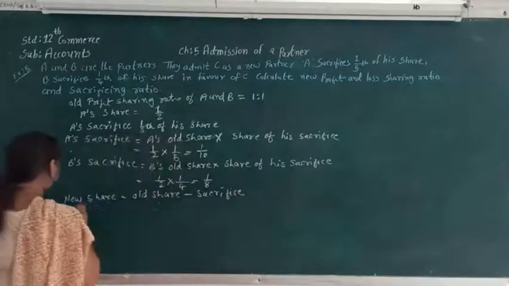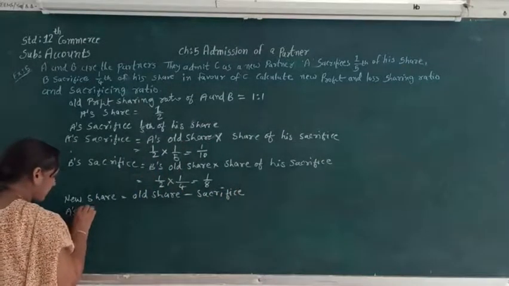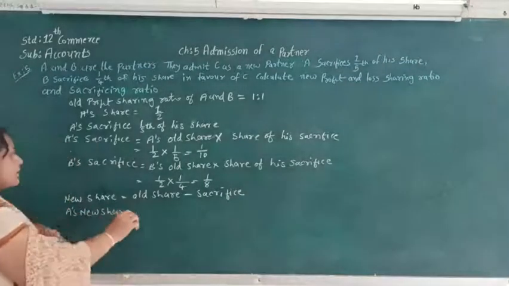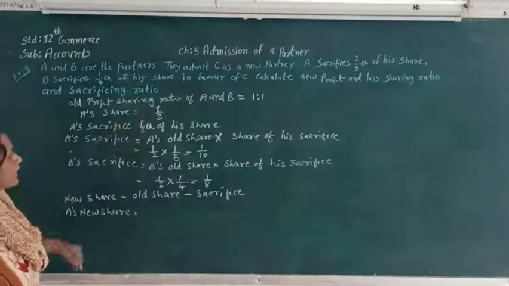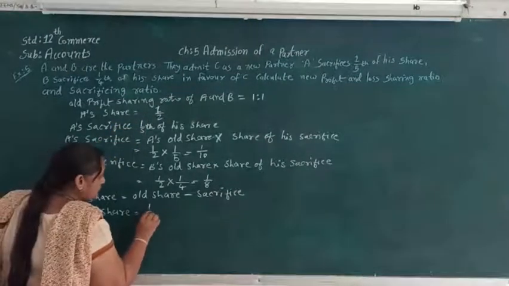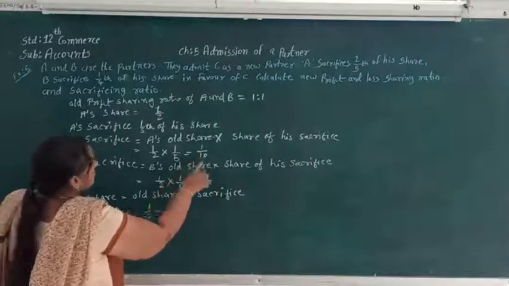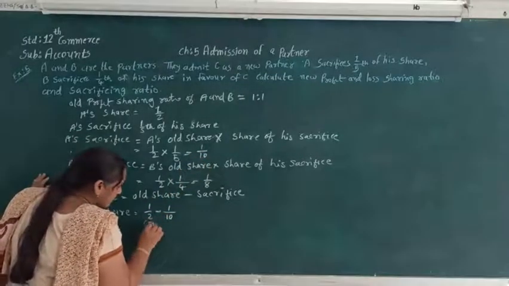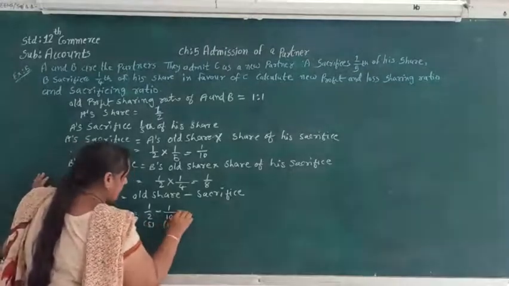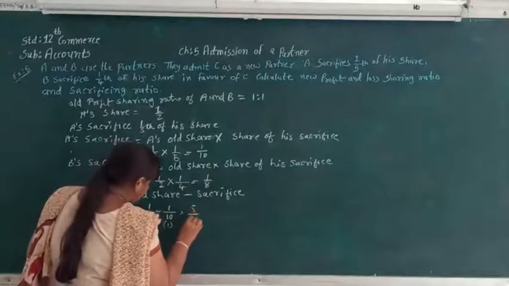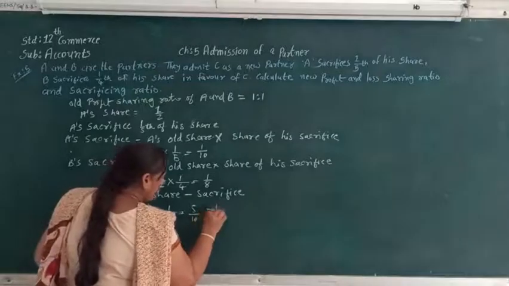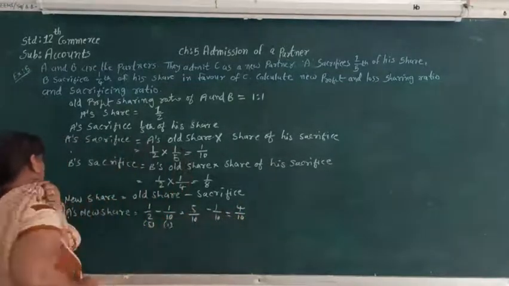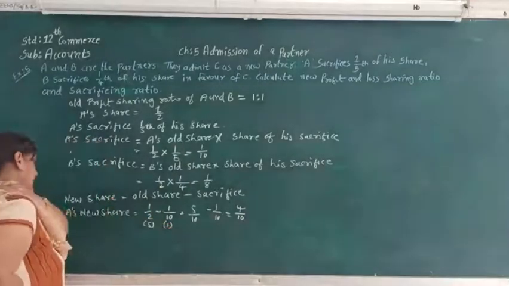So A's new share is equal to A's old share, which is 1/2, minus A's sacrifice, which is 1/10. Making the denominator the same, 5/10 minus 1/10 will be 4/10. So A's new share will be 4/10.